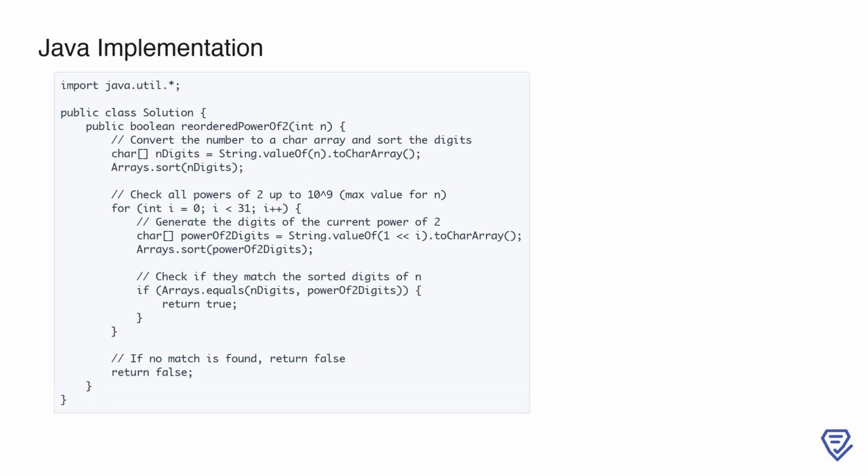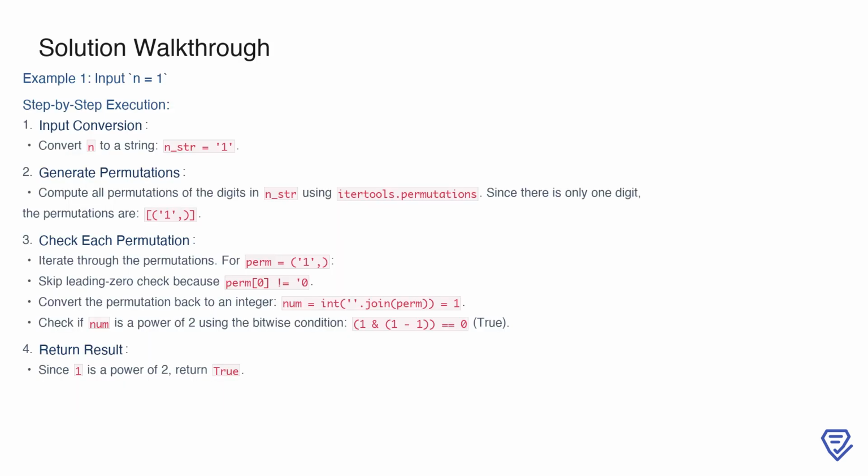This is the Java implementation of the reordered power of 2 problem. The logic mirrors the Python solution, checking if the digits of a number can be reordered to form a power of 2. Key differences include Java's use of type declarations, character arrays for digit manipulation, and the Arrays utility class for sorting and comparison. The solution iterates through all powers of 2 up to 10 to the power of 9, ensuring efficiency and correctness.